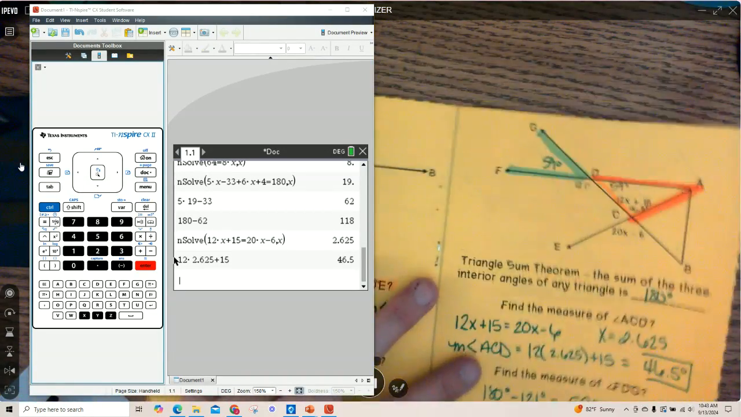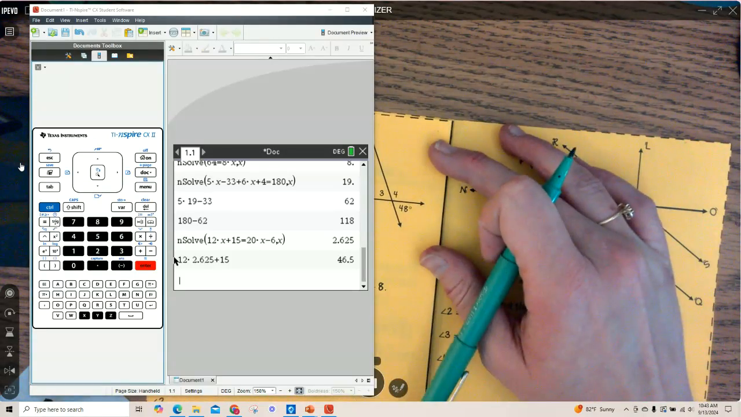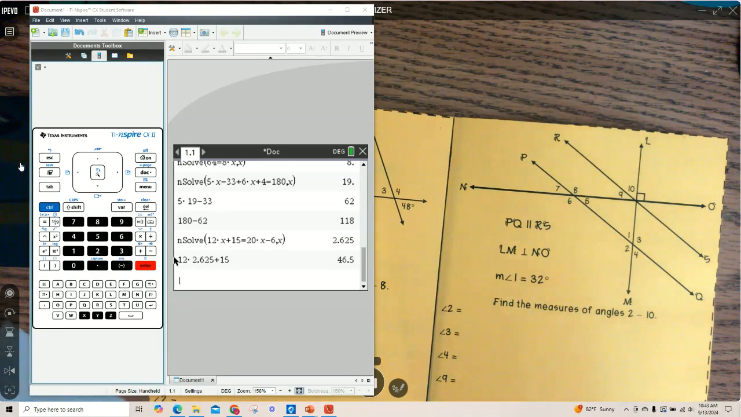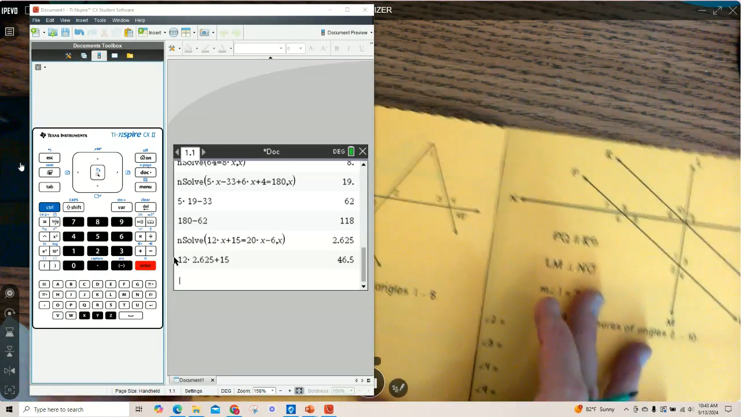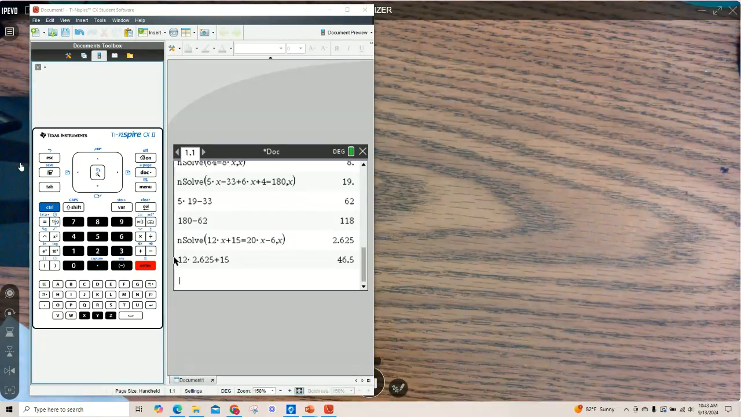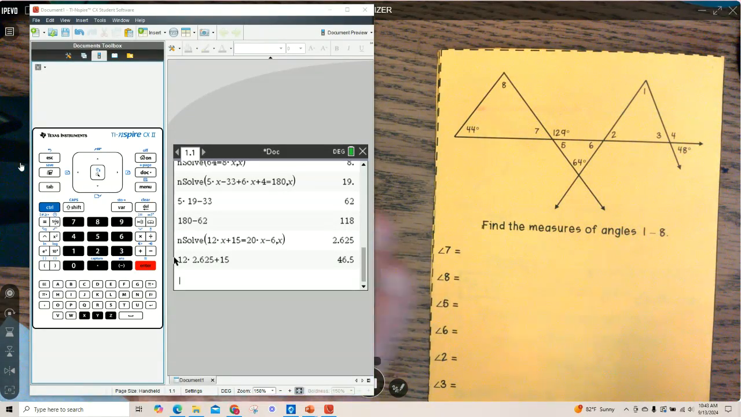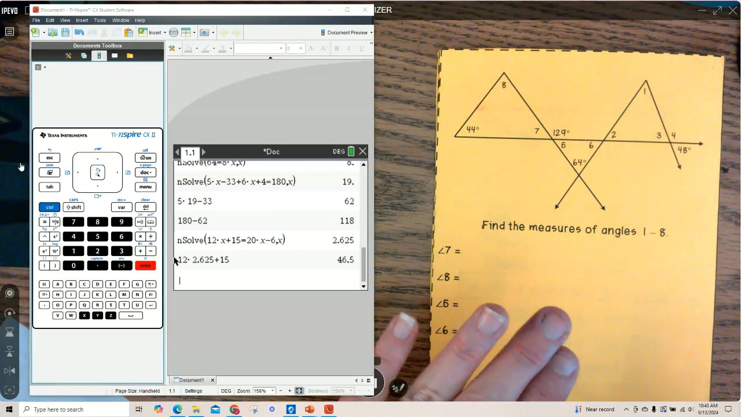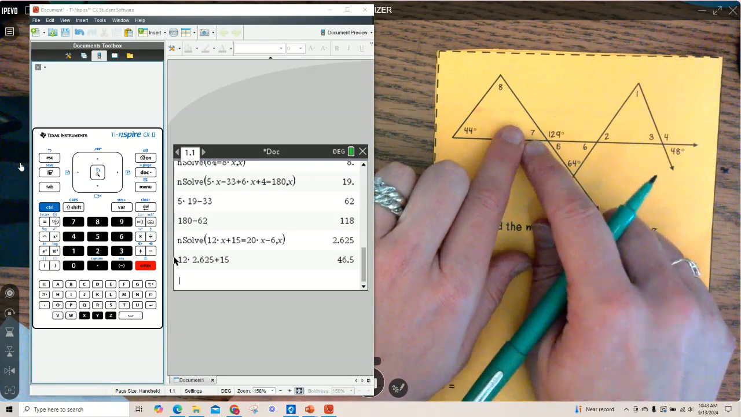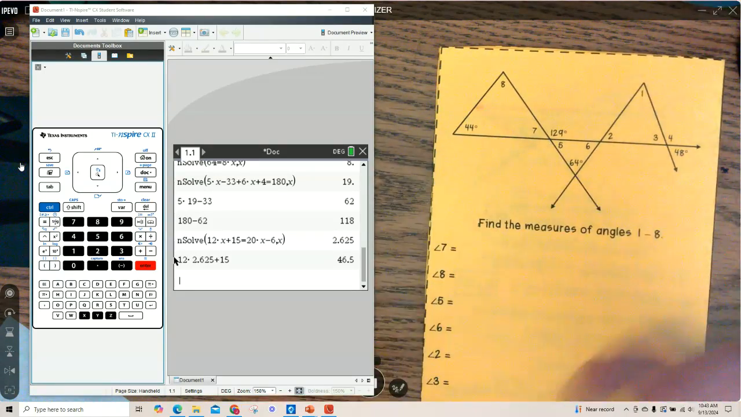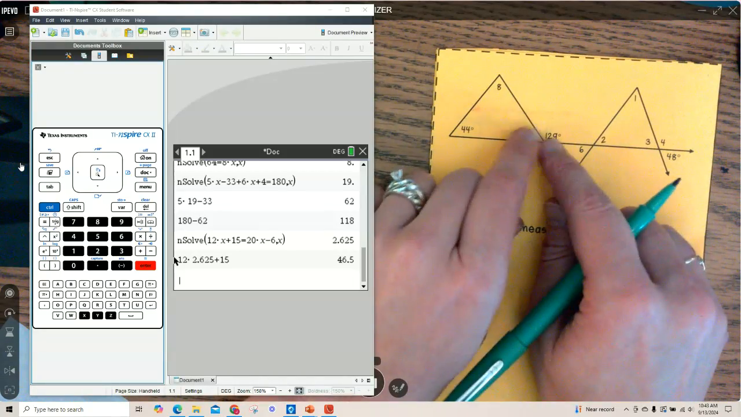Okay, now we got a lot to do. We're going to find the measures of angle 1 through 8. Now I put these in a specific order because sometimes you have to find others before you can do some, so we may need to find 7 before we can do 5 and so on. All right, so angle 7.